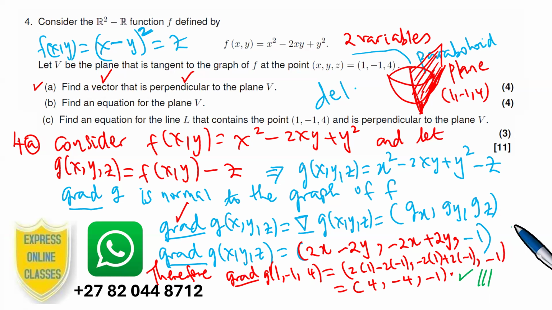This question is very popular. That is why we are doing it here. It is the kind of question that you must take note of. Right, okay, we move on.